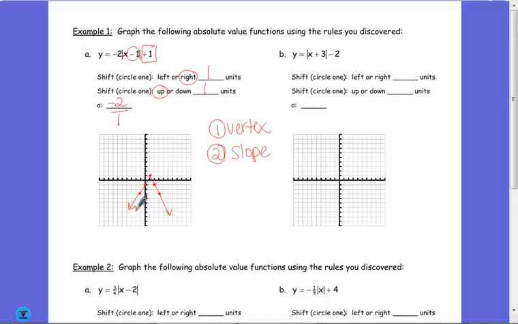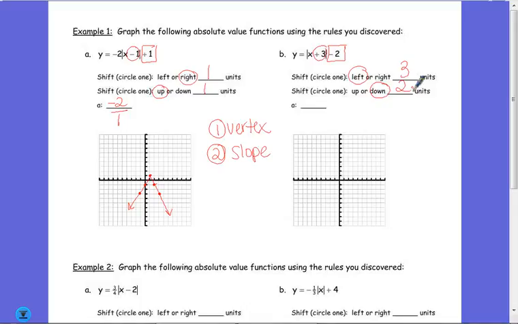So now we're going to do this next one using the exact same rules. So the first thing we need to look at is the left or right number. That's the inside guy. Positive, we think opposite, left 3. Now we need the up or down guy. That's this guy. Negative, we go down 2 units.